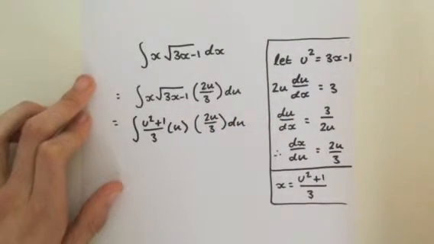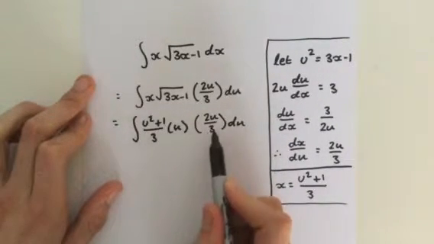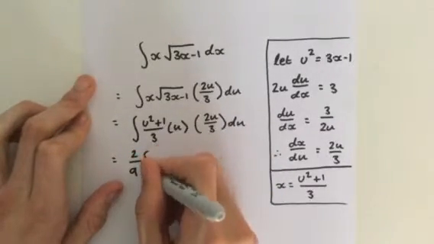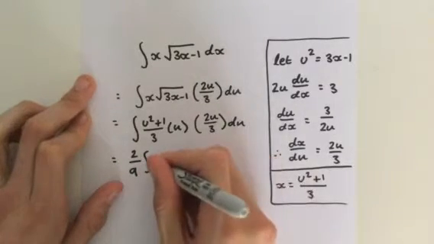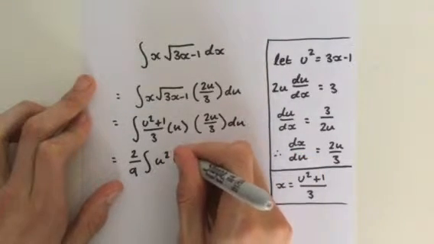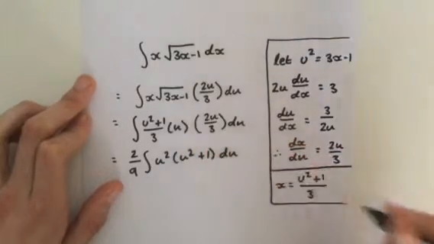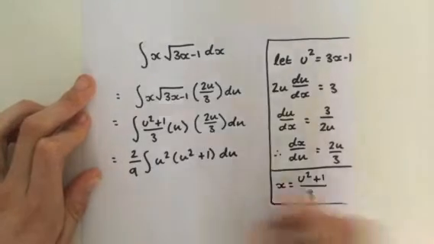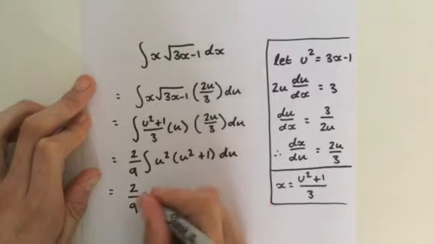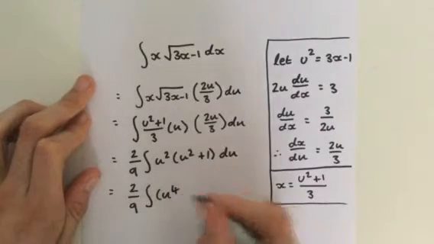Okay? Nice and easy. So we got a constant, we got 2 over 9. 3 times 3, 9, 2 over 9. So we bring that out, we get 2/9 multiplied by the integral of u squared is what we're left with, and then u squared plus 1 du. Alright? Okay, so this is equal to 2/9 multiplied by the integral of the expansion, which is just u to the 4 plus u squared.